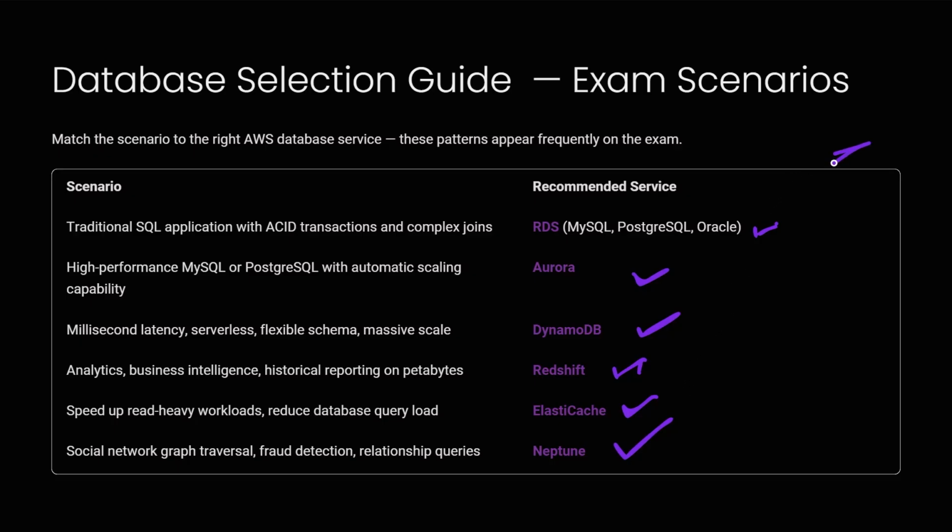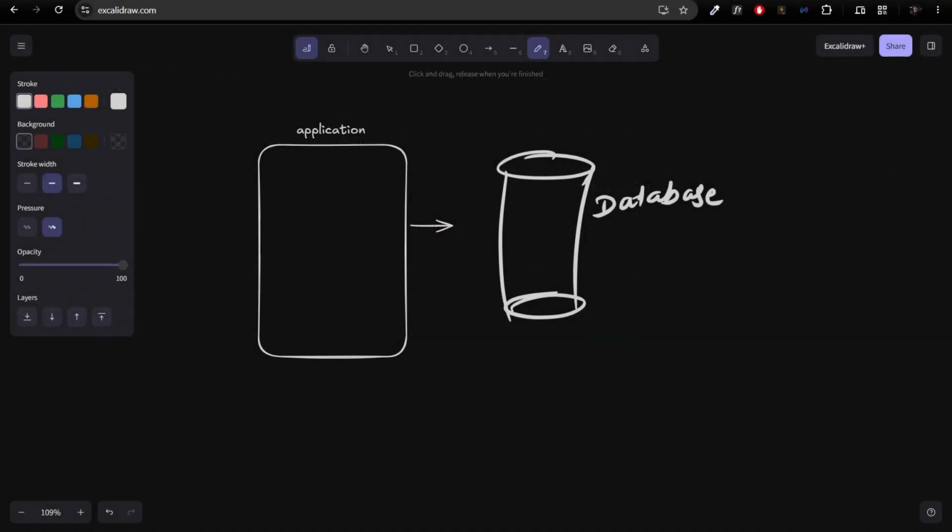Alright, it's time for our hands-on lab. But before we open the AWS console and start clicking buttons, we need to understand what we are actually building. Think about it. Where does Instagram store your username and password? A database. Where does Amazon store your order history? That's also a database. So literally everything you interact with on the internet uses a database.